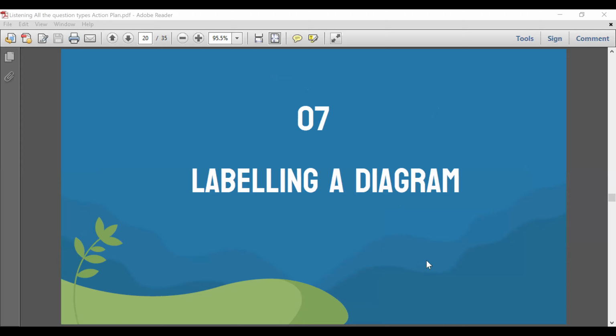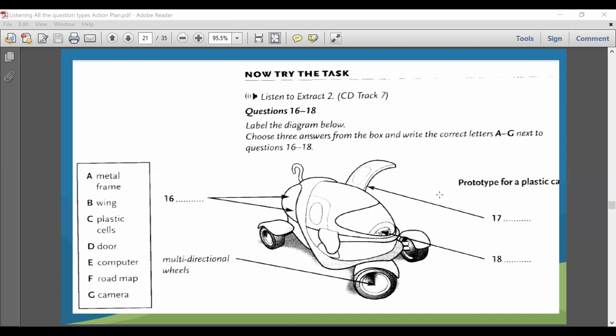Okay. Now let us go for labeling a diagram. This is the most difficult one. This is going to be the last exercise that we are going to do. Let me see who gets this right. Write the answers in your notebook, 16, 17 and 18. This is labeling a diagram. You need to get the answers from A, B, C, D, E, F. So if the answer to 16 is metal frame, you don't write metal frame, you write the letter A. Understood? Let's see. Are you all ready? Written 16, 17, 18? Okay, let's get started.